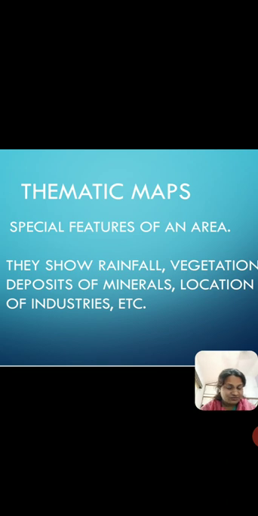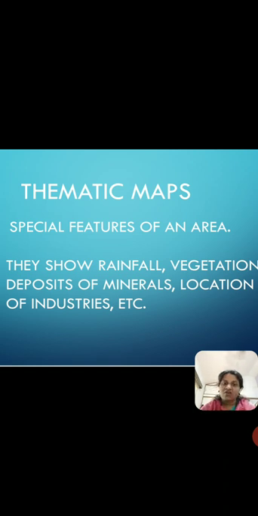Basically the word thematic comes from the word theme. That means that the maps follow a certain theme. They are showing one particular idea. So what is another word for theme? It could be an idea. It is going to follow the same basic topic. Basically thematic maps show you the special features of an area.